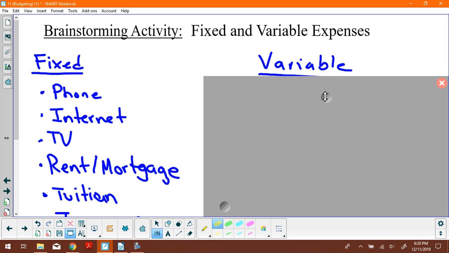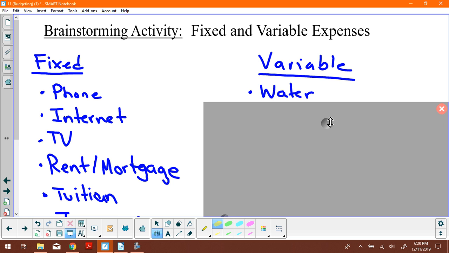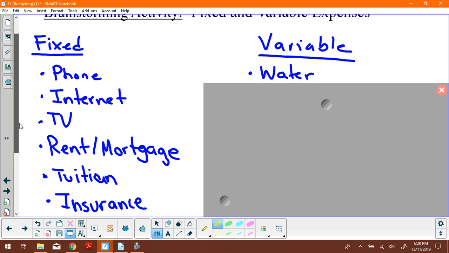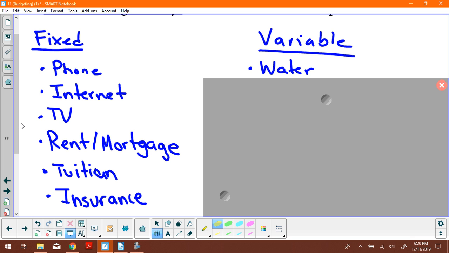So here are some examples of variable expenses. Water. And by this we mean the water bill, not buying a bottle of water. But for utilities, right? You don't know exactly how much water you're going to use, and month to month it varies. You probably use a little more water in the summer if you own a home because you'd be watering plants, that sort of thing.